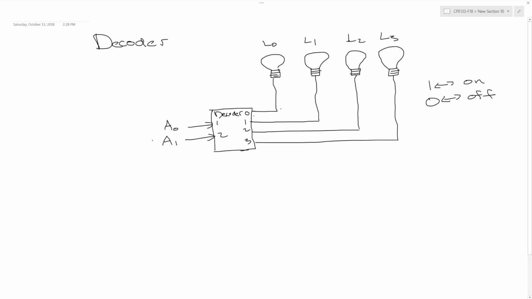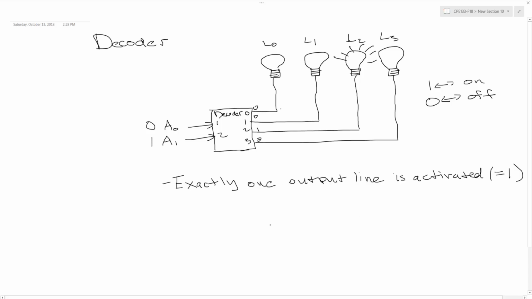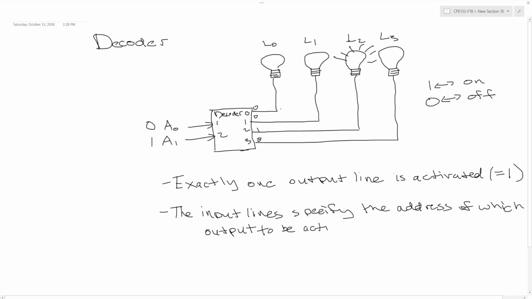If I instead put 2 or 1, 0 on my input, the line corresponding to 2 will have a 1, and the other 3 lines will have zeros, turning on the second light bulb. So for a standard decoder, the inputs are really an address of the output line that is 1, and then the rest of the output lines are 0. So for a standard decoder, exactly 1 output line is activated, and the input lines specify the address of which output is to be activated.